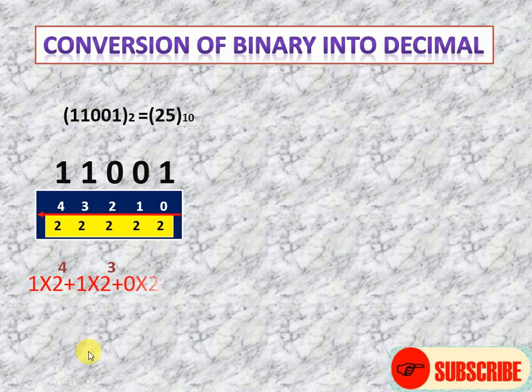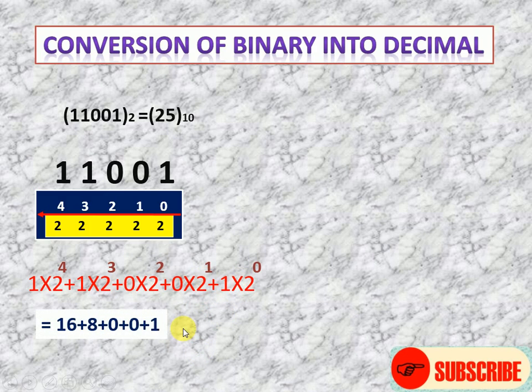So the final equation will be 1 into 2 to the power 4, 1 into 2 to the power 3, 0 into 2 to the power 2, 0 into 2 to the power 1 and 1 into 2 to the power 0. So the solution is 2 to the power 4 is 16, 2 to the power 3 is 8. This 0 into 2 to the power 2 will give 0. This 0 into 2 to the power 1 will give 0. And 1 into 2 to the power 0 will give 1. So the final answer is 25.